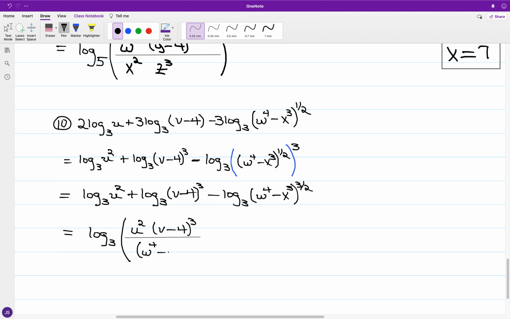So w to the 4th minus x cubed to the 3/2. Okay, that will go on the bottom. And if there were any other way to write this, you would have the base 3 logarithm of u squared times the quantity v minus 4 to the third, and then w to the 4th minus x cubed to the 3/2. This would be if I were to express it in radical terms.